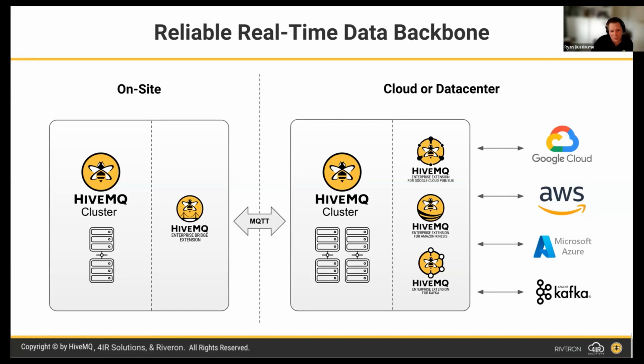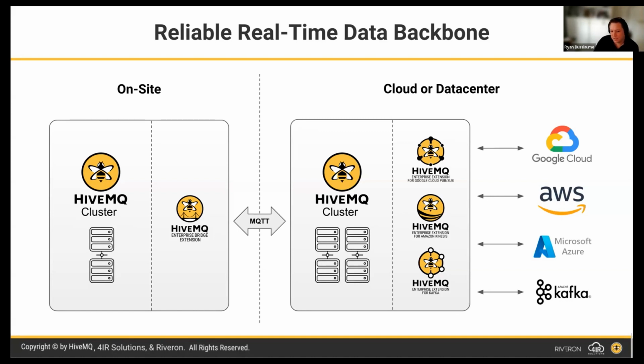Then we have the HiveMQ cluster in the cloud, and this is typically a larger cluster. HiveMQ can scale to millions of connections and millions of messages per second. And so it can handle this scale where you might have one site, or if you have 20 or 80, it scales to handle that real-time data and do it reliably as well.